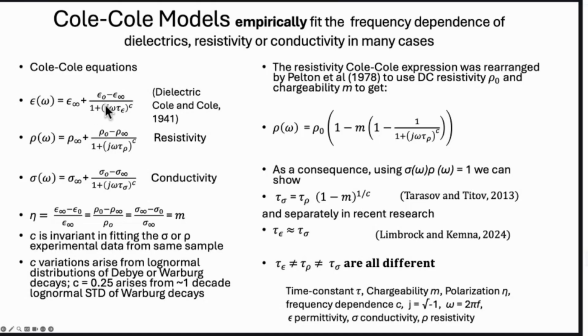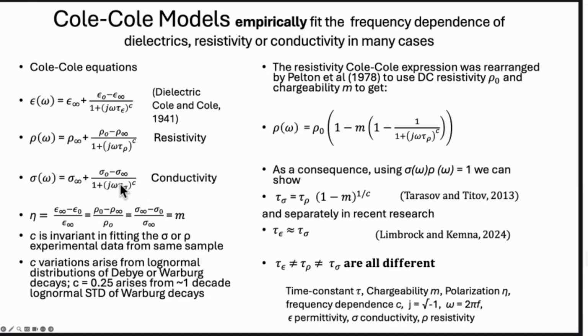That same expression can be used with resistivity instead of dielectric constant, which is the one that Pelton used, except he rearranged it. Most traditional IP equipment measures rho zero. It doesn't have high frequencies. And using the expressions for chargeability, which is the difference between low and high frequency limits, normalized, Pelton derived this expression, which is what you see most commonly, but it is numerically identical to this expression on the left.